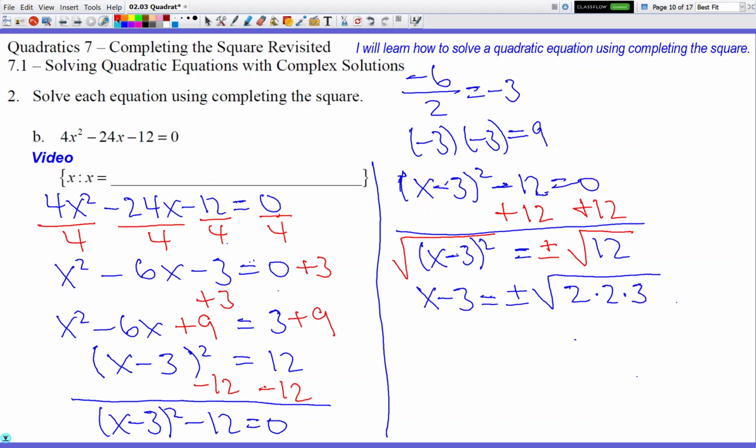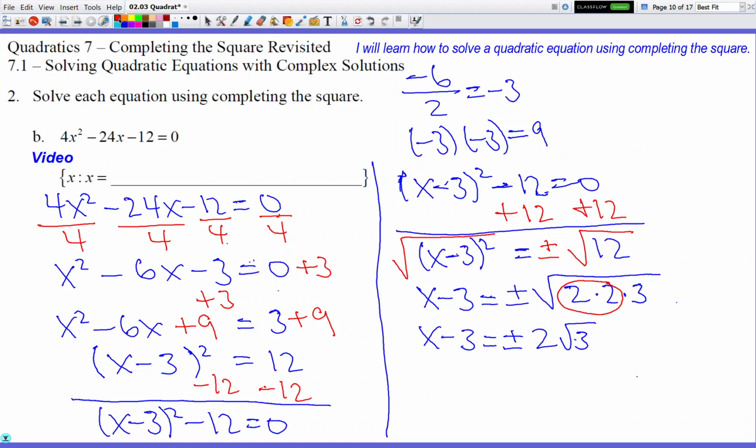Okay, so let's get my red pen out. Let's circle things that match. So my 2's match, my 3's don't, so it's going to stay inside my square root symbol. So x minus 3 equals plus or minus 2 radical 3.